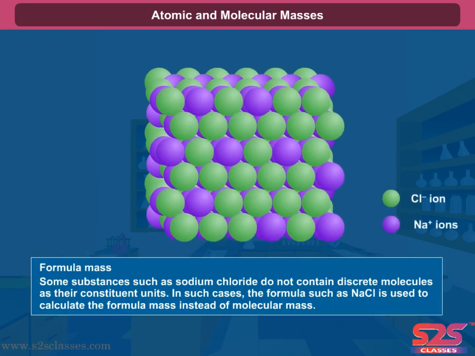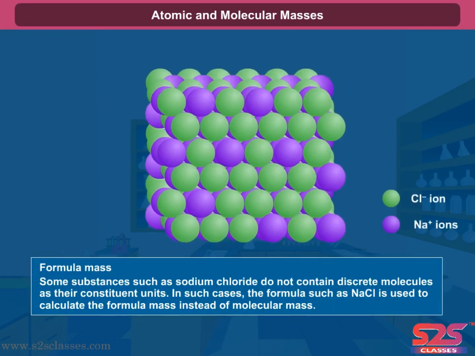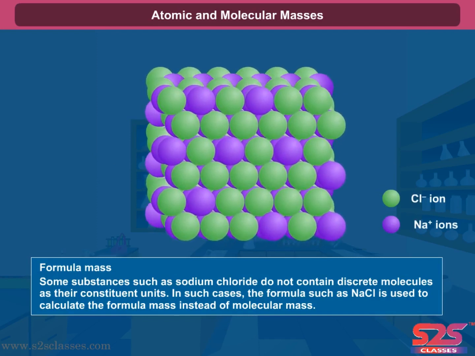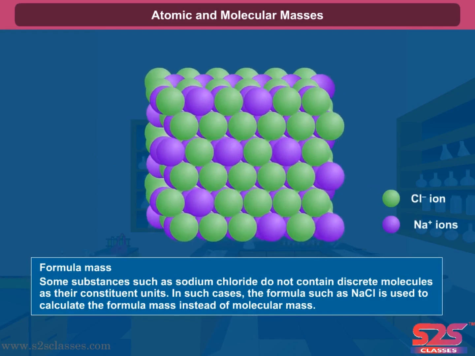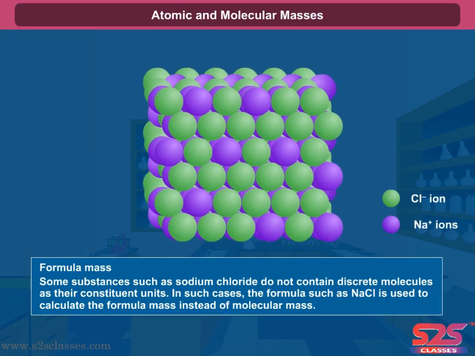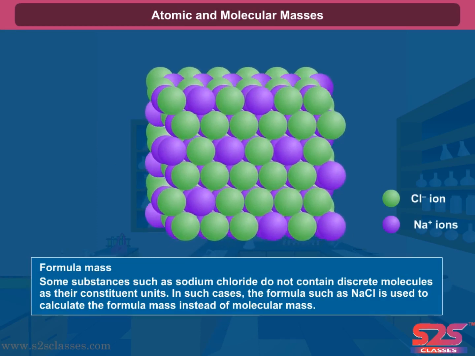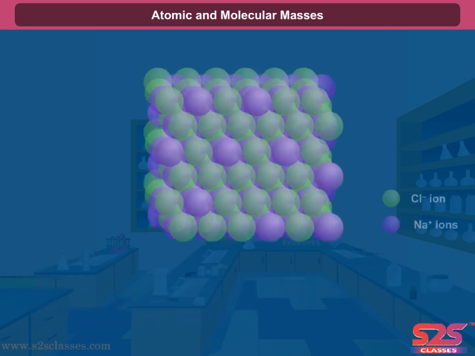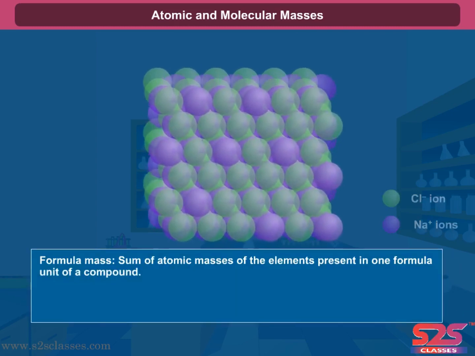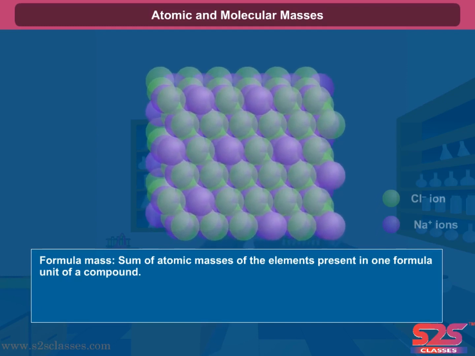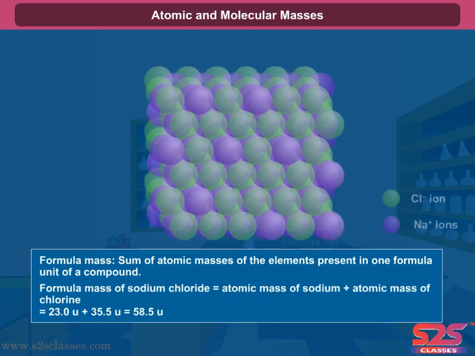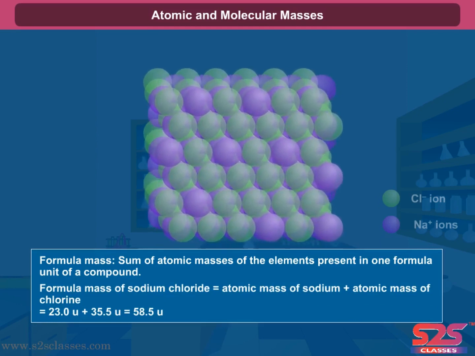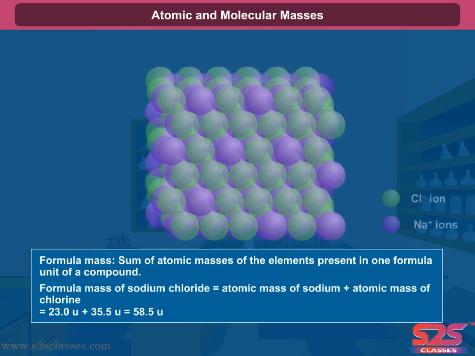Some substances such as sodium chloride do not contain discrete molecules as their constituent units. In such cases, the formula such as NaCl is used to calculate the formula mass instead of molecular mass. Formula mass is the sum of atomic masses of the elements present in one formula unit of a compound. For example, the formula mass of sodium chloride is 58.5 unified mass.